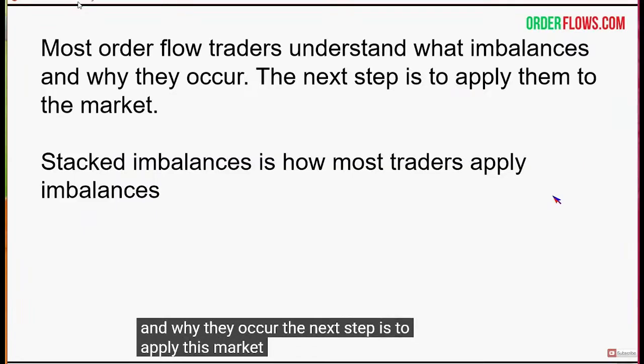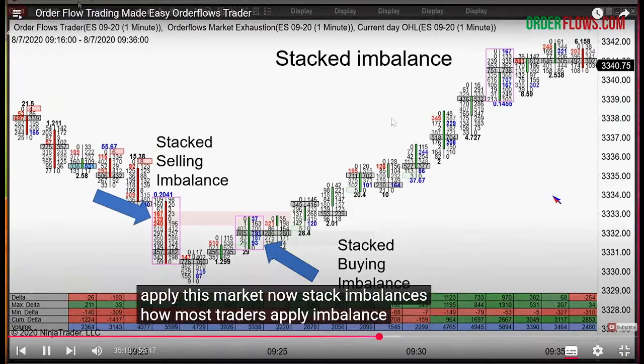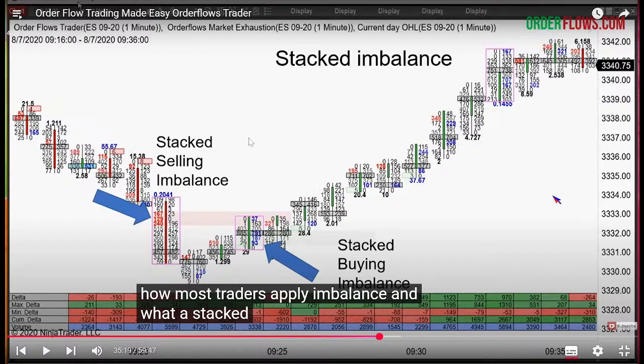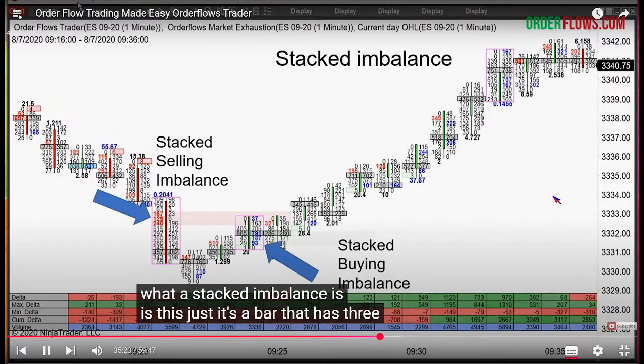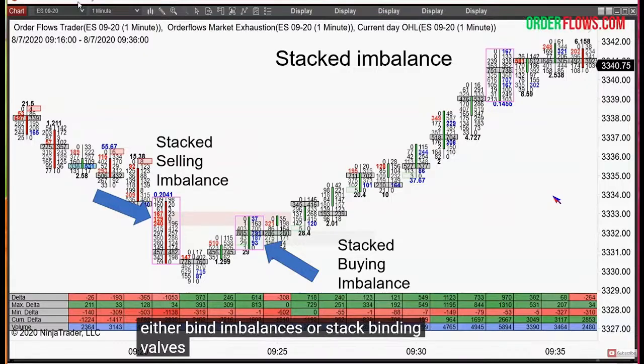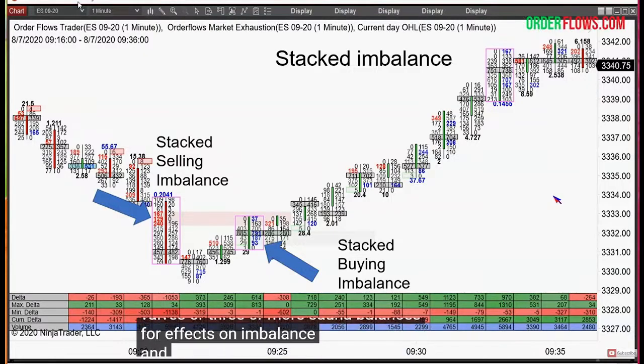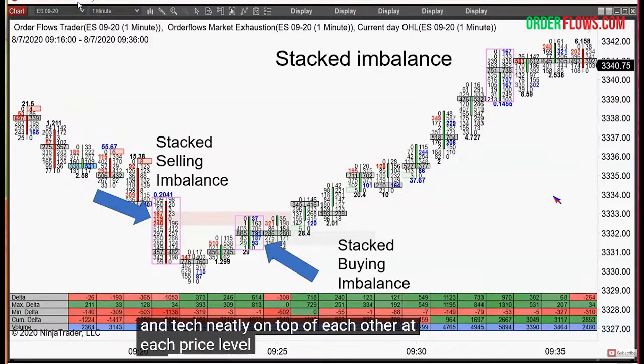The next step is to apply them to the market. Now, stack imbalances is how most traders apply imbalances. And what is stack imbalances? It's a bar that has 3 or more either buying imbalances for stack buying imbalance, or 3 or more selling imbalances for stack selling imbalance. Then stack neatly on top of each other at each price level over 3 consecutive price levels.